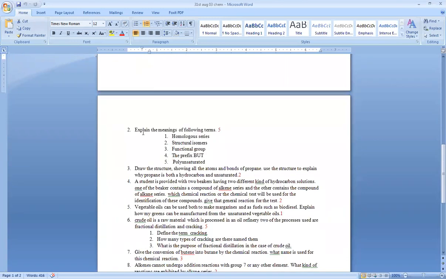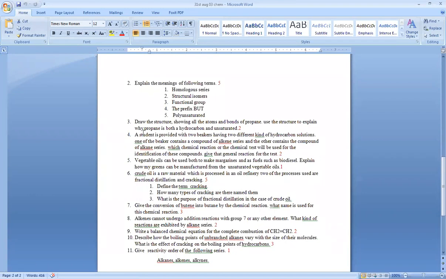Now moving towards the next section, we have a question. You have to define or identify the following terms. The first one is homologous series. You have to tell what a homologous series is, and remember one thing, you have to give at least one example with this definition. Now the second is structural isomerism, what the structural isomerism phenomenon is, and also you have to give one example with it.